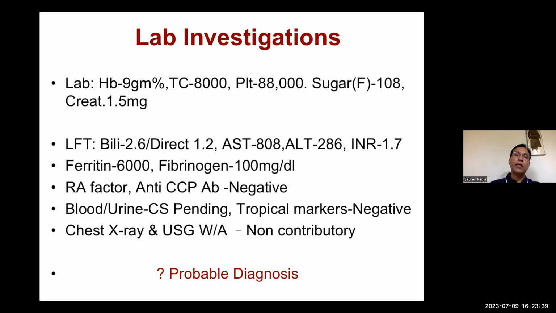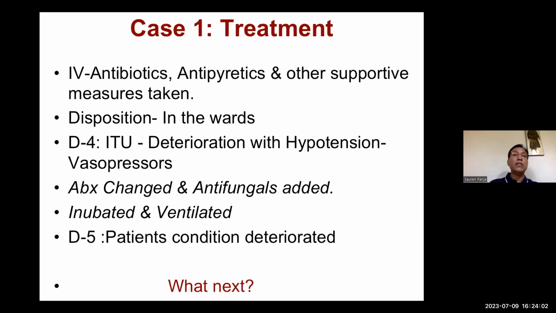And if we look at the LFT, the AST and ALT were raised, and the INR was also slightly raised, and look at the ferritin and fibrinogen. So ferritin is quite high. This indicates that there is inflammation going on, and whatever we are discussing, collagen vascular disease, vasculitis, you must keep in the diagnosis. And sometimes you can think of other causes also, which we will just discuss.